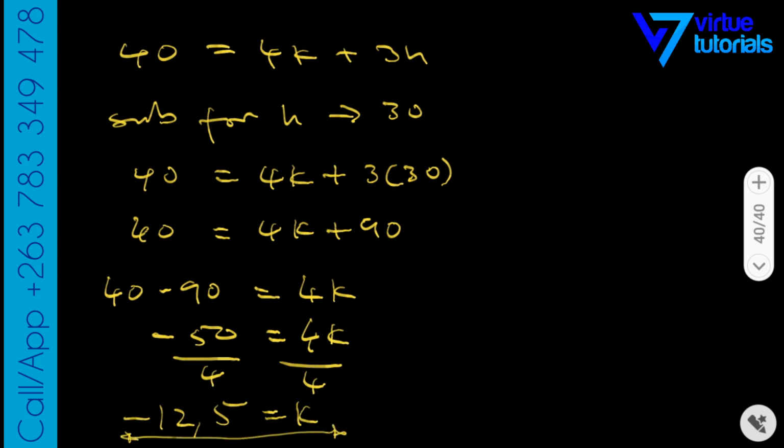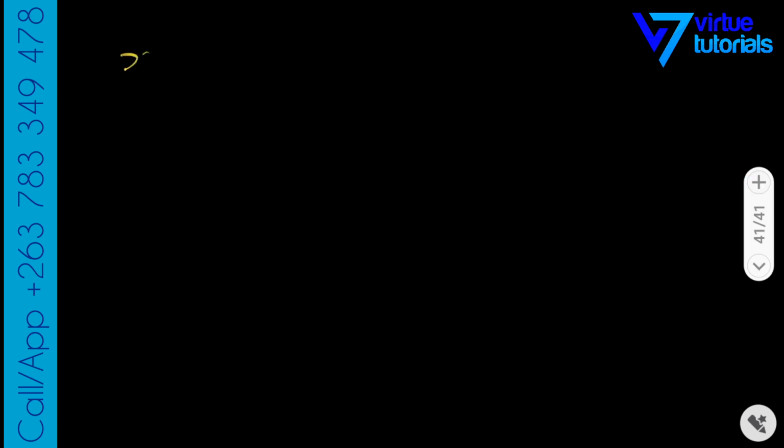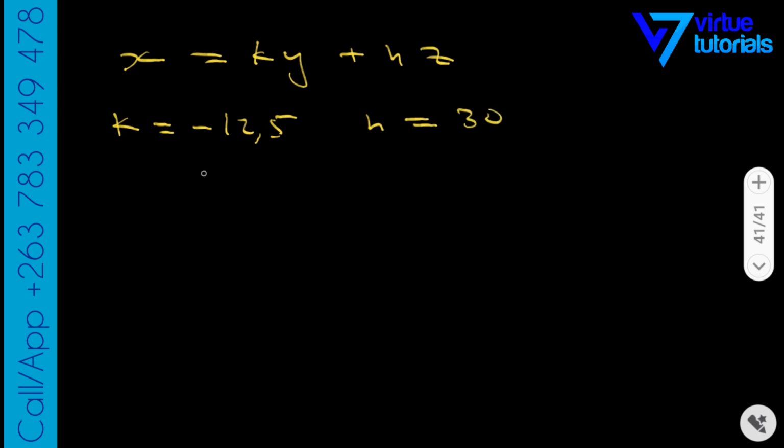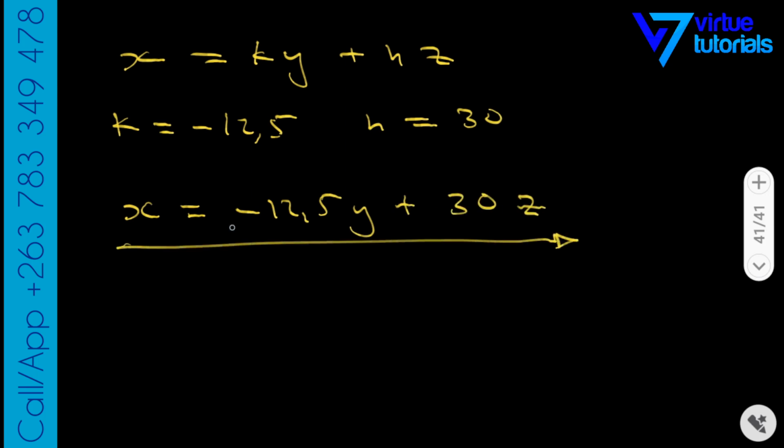So now I know my h and my k, so I can go back to my original equation. My original equation was x is equal to ky plus hz. But my k was minus 12.5 and my h was 30. So x is equal to minus 12.5y plus 30z. That becomes my relationship.